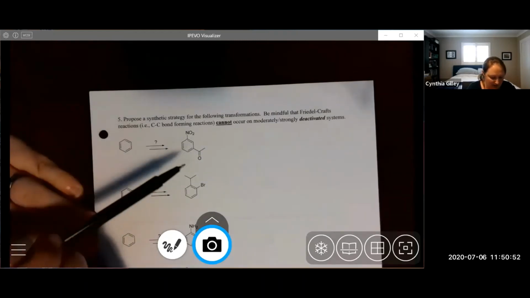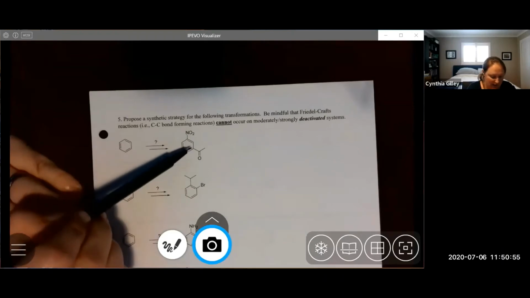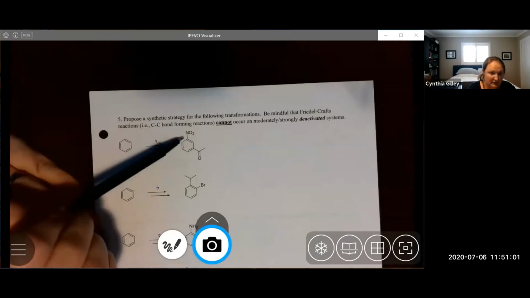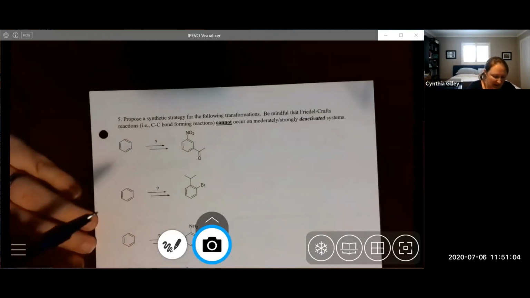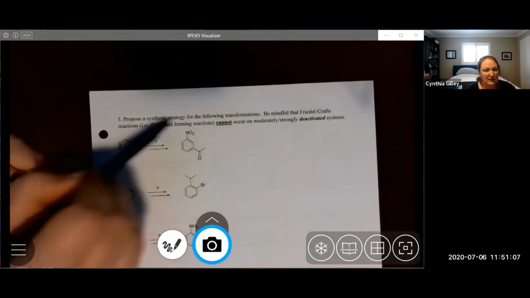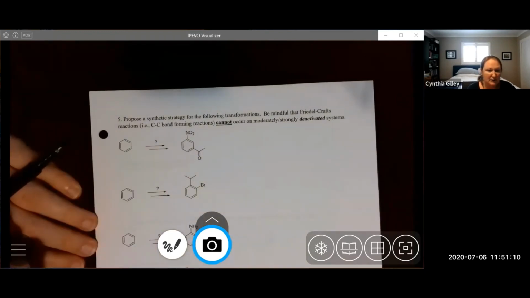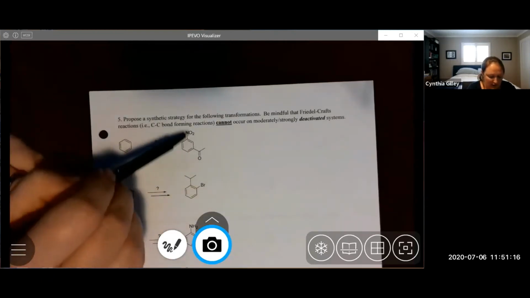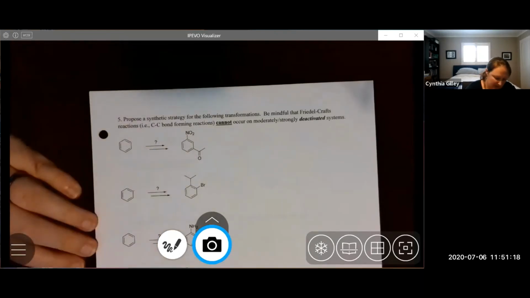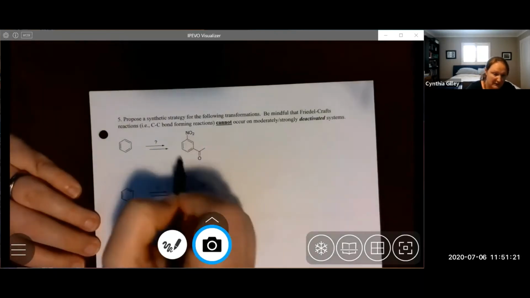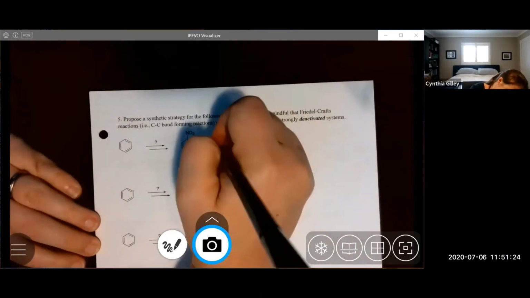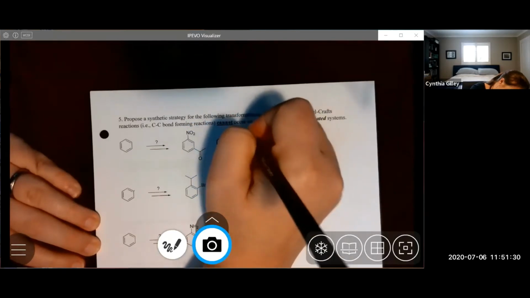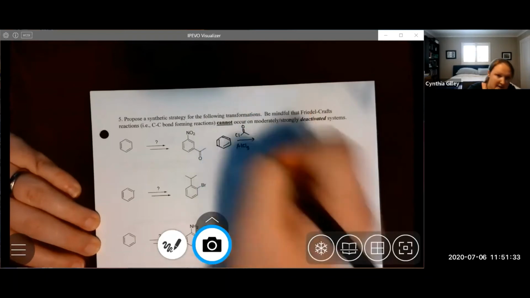In terms of directing groups, the nitro group is a meta director and the acyl group is a meta director. So potentially they can both direct to the right position, right? But we can't add the acyl group once the nitro group is already there, which means we should add the acyl group first. Once the nitro group is there, you can't do a Friedel-Crafts reaction. You need to carefully add the acyl group first, then add the nitro group. So starting from benzene, we are going to add the acyl group first through a Friedel-Crafts acylation reaction.